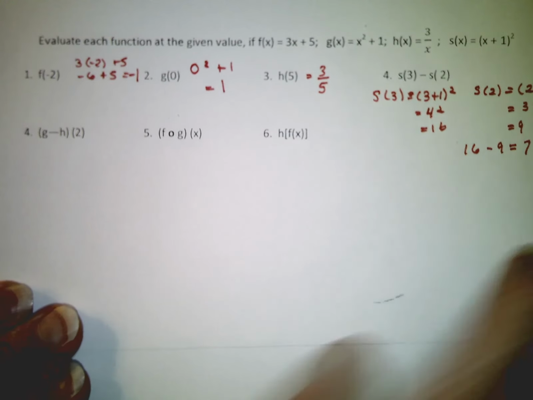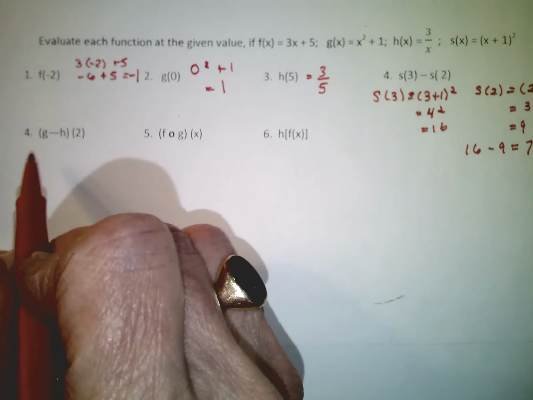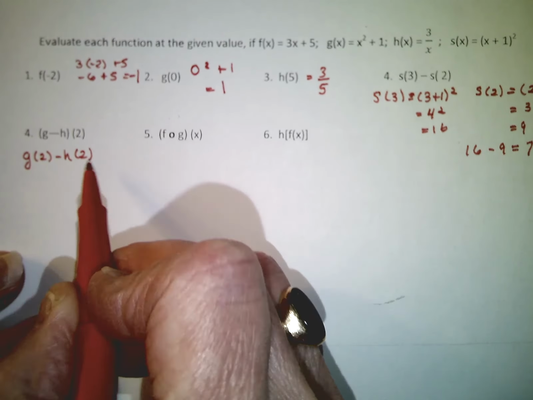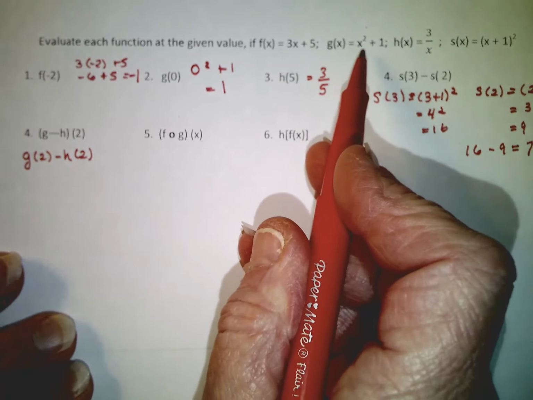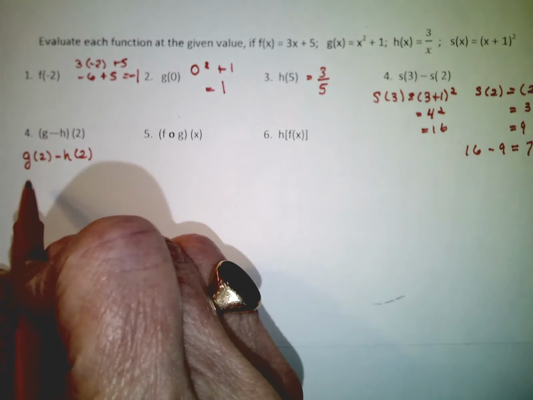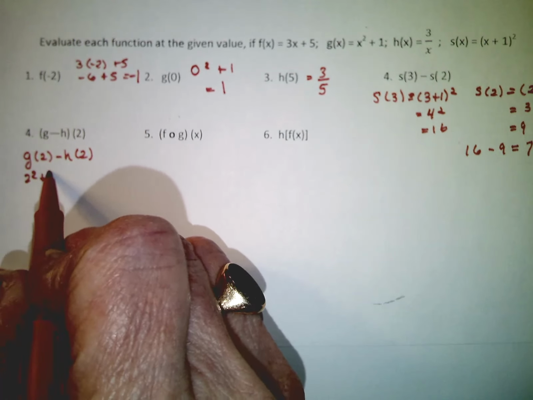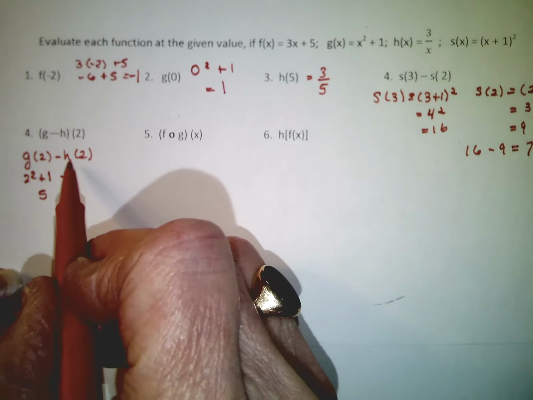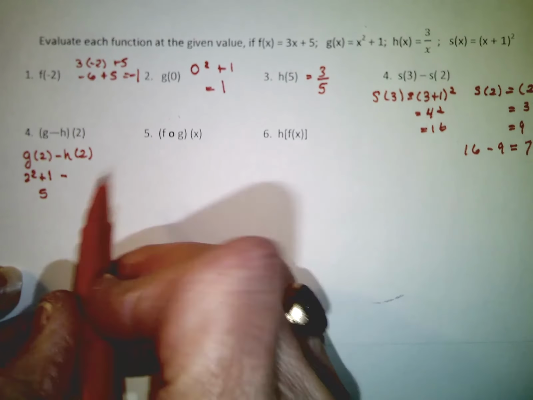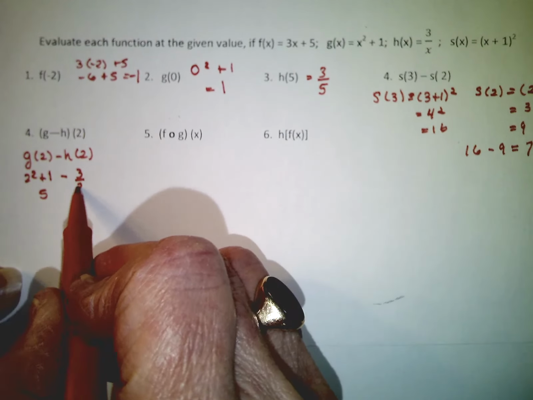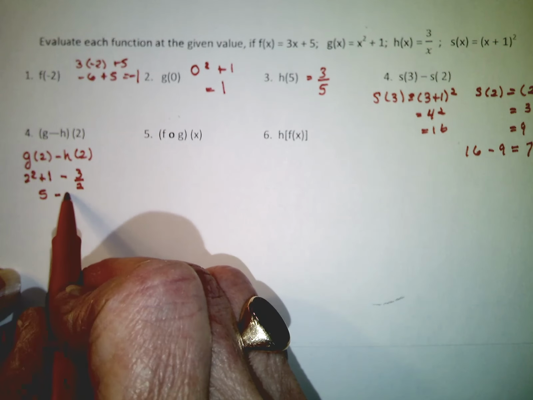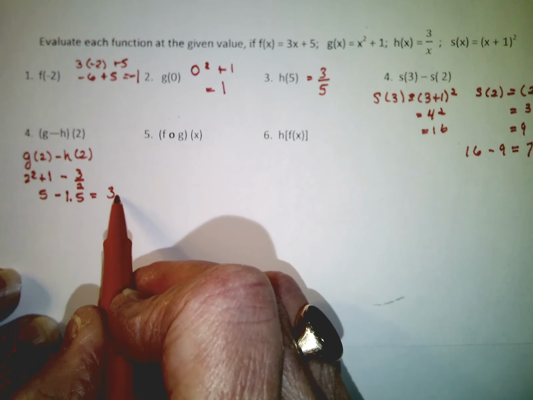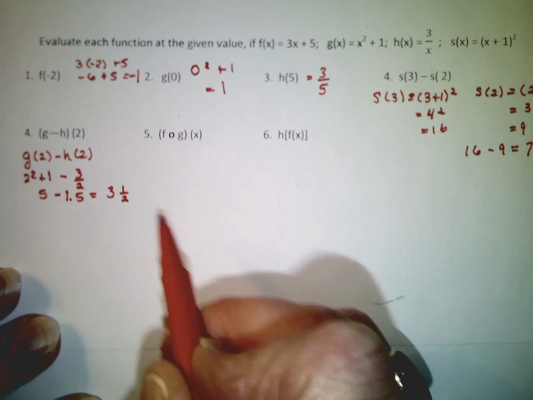The next row, g minus h of 2, we could think of that as g of 2 minus h of 2. g of 2 says whatever we've got, square it, add 1. So that would be 5. h of 2 says whatever we have, that's the denominator. So that would be 5 minus 1.5, and that will come out to 3.5.